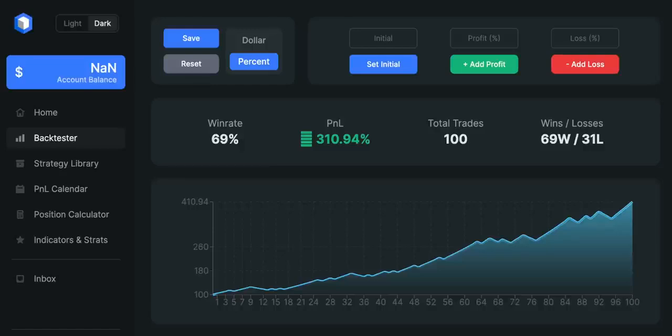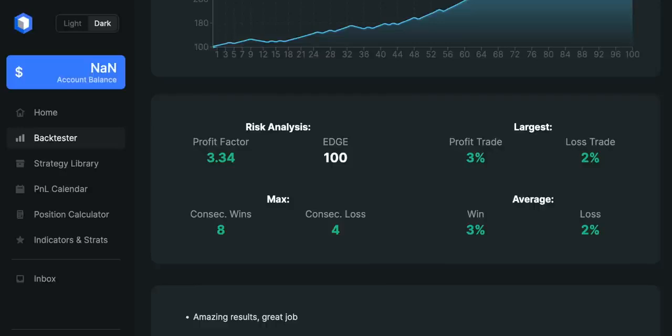Even though the win rate is really high, I wouldn't recommend trading with this strategy on higher time frames because you have fewer signals. But if you have a large amount of money in your trading account and you don't want to be sitting in front of your computer all day, trading on a higher time frame could be a really good idea. The profit factor is 3.34 and we had 8 consecutive wins against 4 consecutive losses.